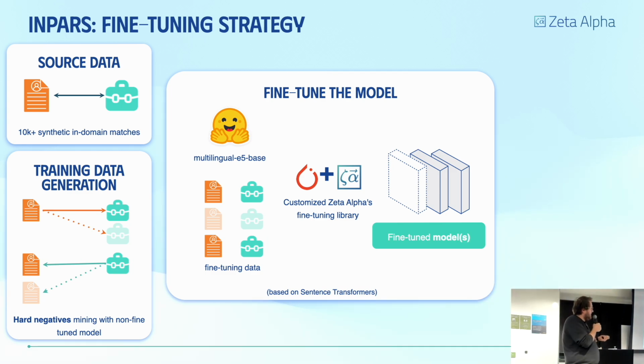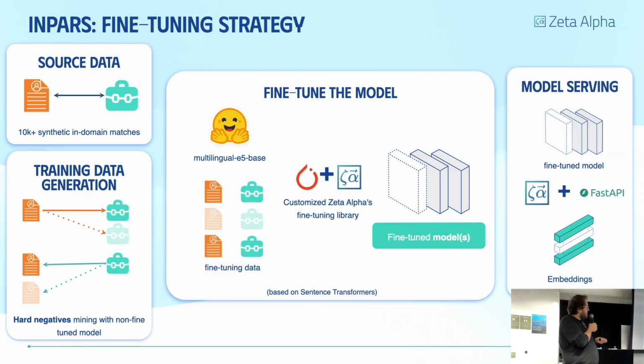We have our own fine-tuning library that is being slowly moved towards sentence transformers. I'm going to talk a little bit about this later. It is used to fine-tune this model, and we serve these models using FastAPI in our own implementation in-house. But if you're doing your own thing, you can use whatever you wish to serve these embedding models. Again, I encourage you to look at the sentence transformers library on GitHub. They have all the tools for fine-tuning your model as well.